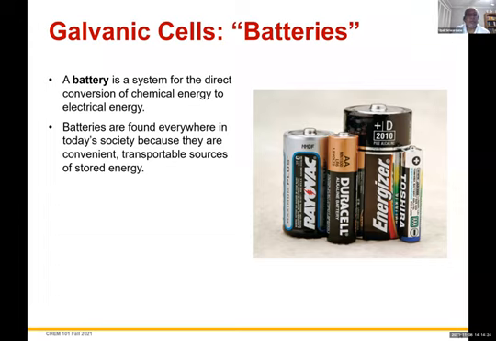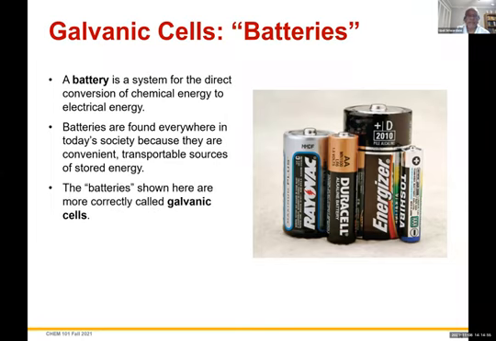Batteries are found everywhere in today's society because they are convenient and transportable. They are used in many applications where direct electricity couldn't be used. There are many places where we couldn't use direct in-grid electricity. So if you had to start a car in the middle of nowhere, you need a battery, a lead acid battery. The batteries shown here are called galvanic cells.